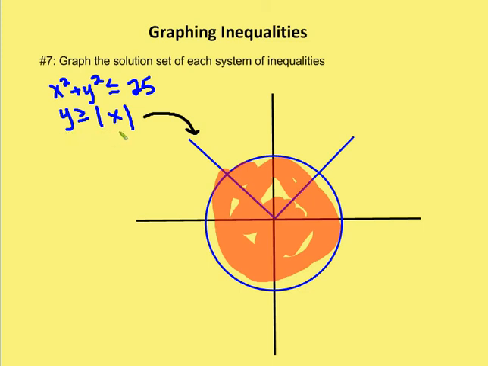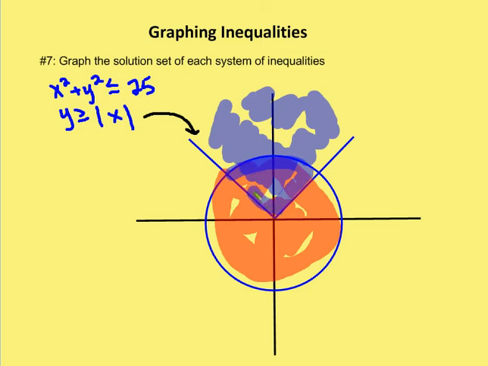So we just tested the point 0, 3. So 3 is greater than 0. So that's true. So we know that everything inside of this V-shaped object is going to satisfy that inequality. So we end up with what's common to both, this pie-shaped piece that's inside the circle and inside the graph of the inequality y is greater than or equal to the absolute value of x.